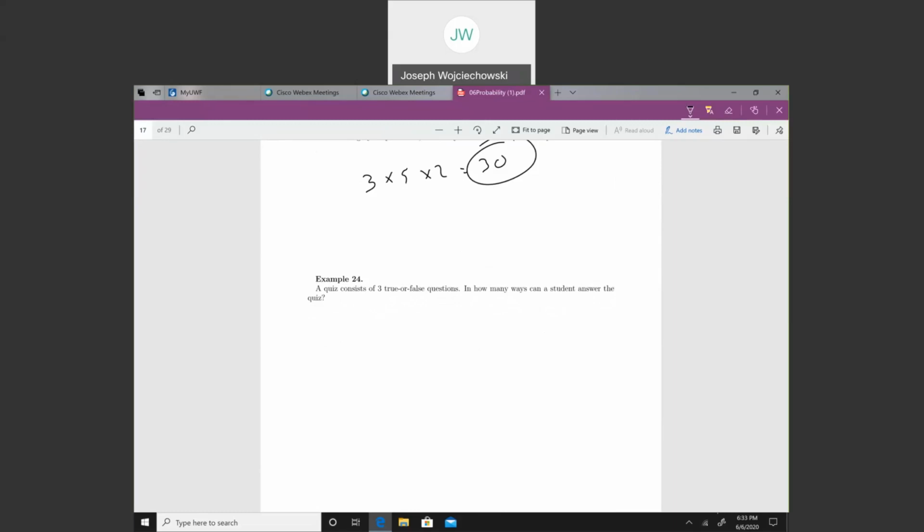A quiz consists of 3 true or false questions. In how many ways can a student answer the questions? Well, how many ways can they answer the first one? True or false? So 2. How many ways can they answer the second one? Again, 2. How many ways can they answer the third one? Again, 2. And that is 8.